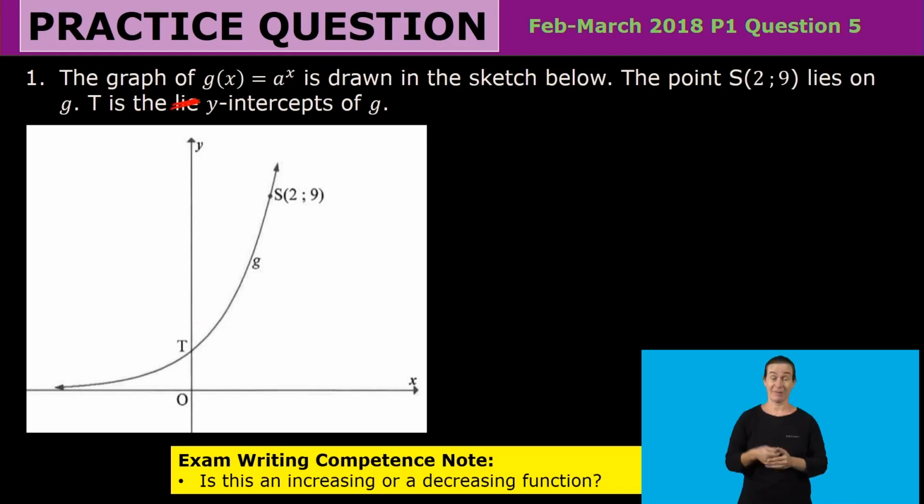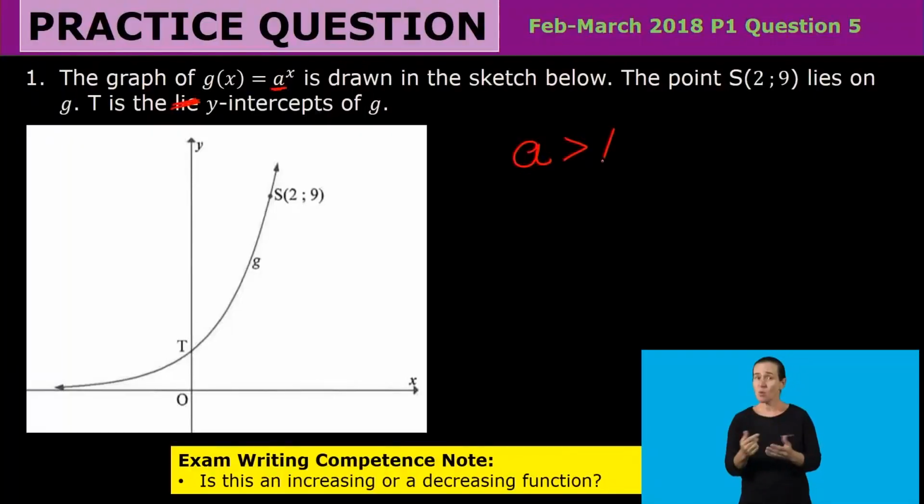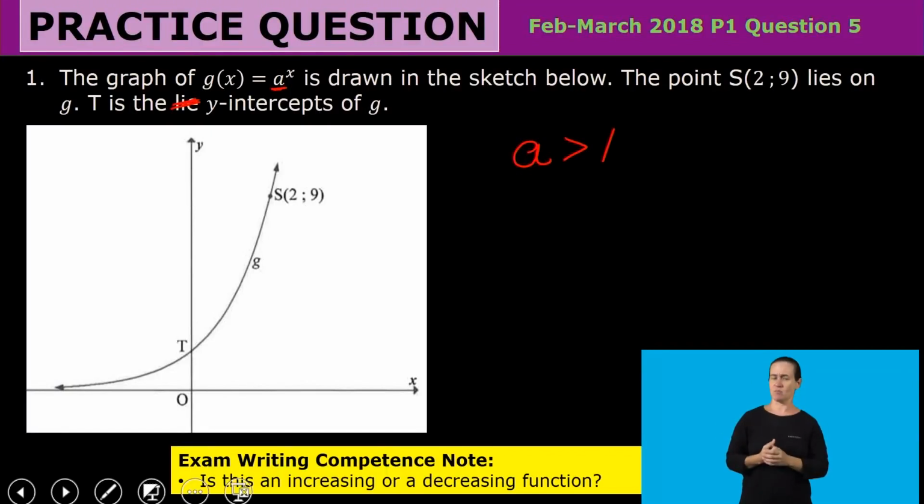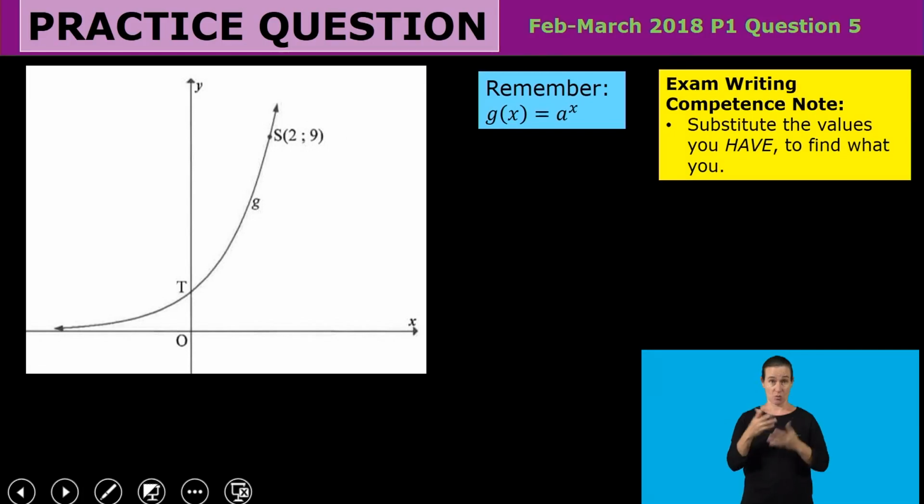Now, when it comes to an increasing exponential, what value of a would we be expecting? Because if you are going to be asked to calculate that value of a, you need to know whether you would be expecting an answer that is greater than 1 or an answer that is between 0 and 1. In this case, because it is increasing, we are of course expecting an answer that is greater than 1. This will help you during the exam to know if you are correct or not.